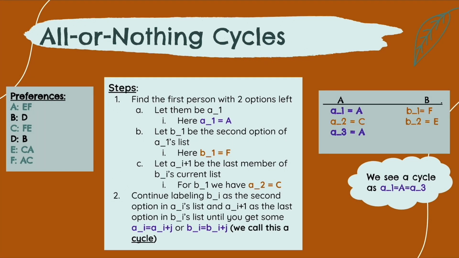First, we will find the first person with two options left. Let them be labeled A1. Here A1 equals A. Then let B1 be the second option of A1's list. Here B1 equals F. Now let AI plus 1 be the last member of BI's current list. So for B1, we have A2 equals C. We will continue labeling BI as the second option in AI's list and AI plus 1 as the last option in BI's list until we find some AI equals AI plus J or BI equals BI plus J. This is considered a cycle. Here we notice a cycle as we see that A1 equals A and A3 equals A.